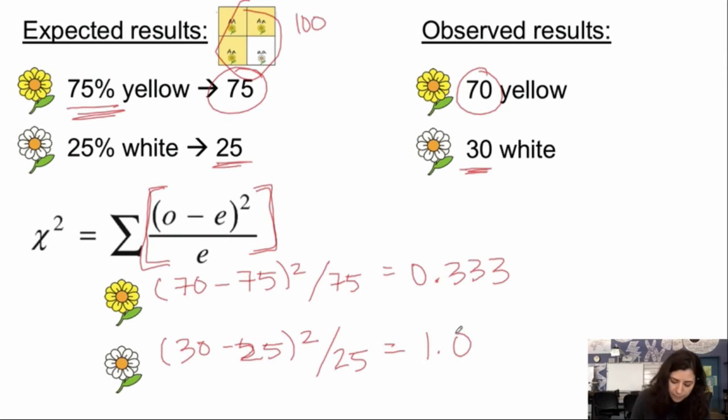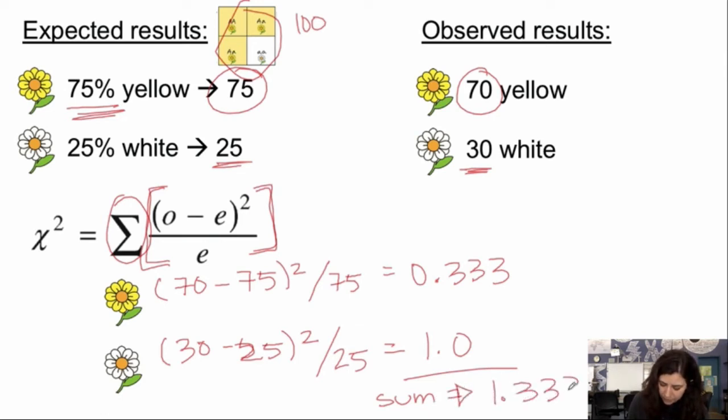Okay, and then remember we're going to take the sum. So the sum just means we're going to add. So we're going to add those two together, and we will get our chi-squared value. So that's chi-squared. Our chi-squared value is 1.33. Okay, so this is one way that you could do this problem.